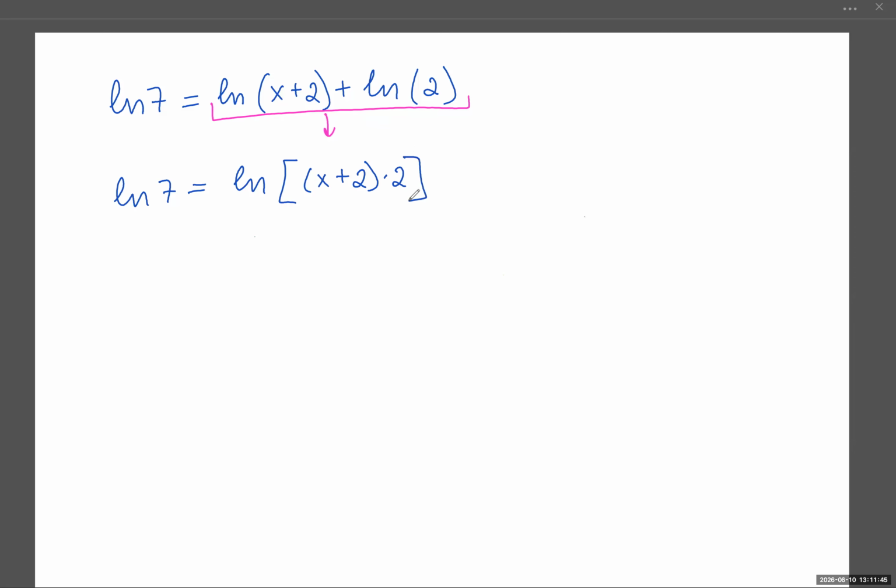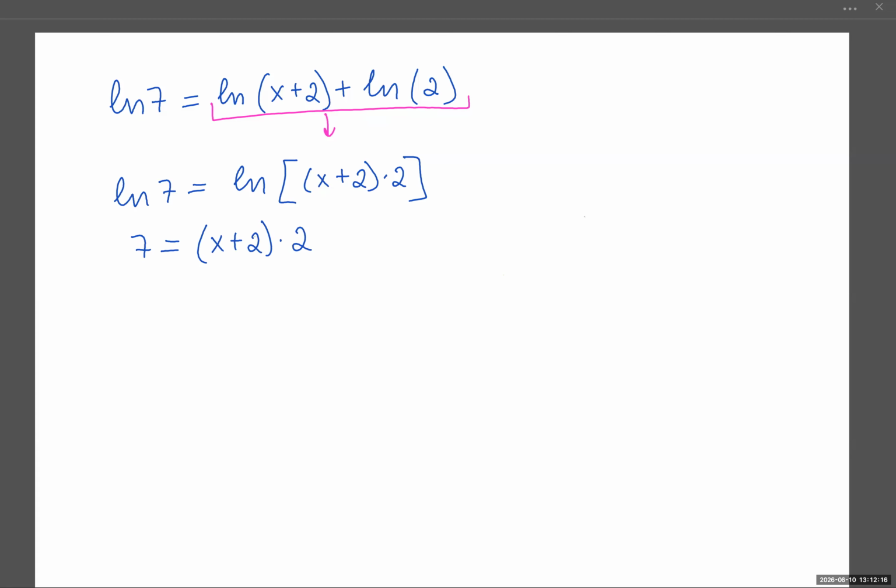Now, we have a natural log on one side and a natural log on the other side. Nothing else is attached to the logs. They're not multiplied by any numbers, they're not adding any numbers to them, not subtracting anything from them. So in this case, just in this case, when there's a log on one side and a log on the other side, you can drop the logs and just end up with 7 equals x plus 2 times 2.